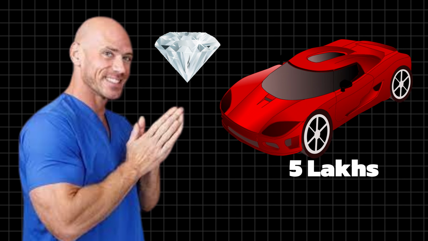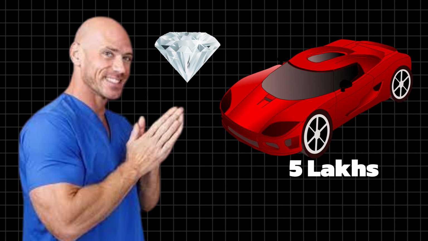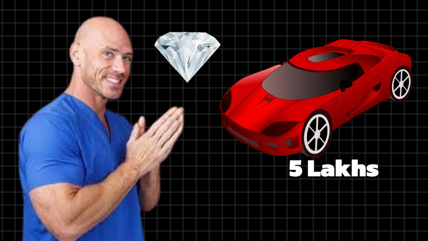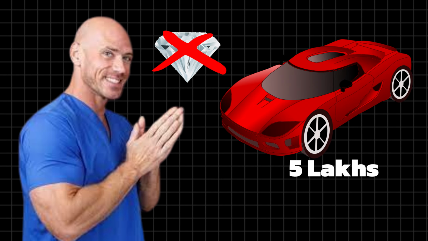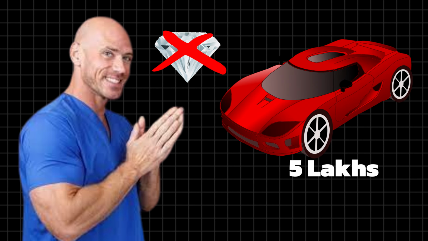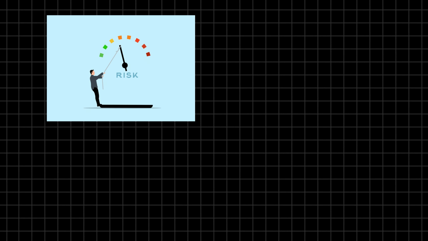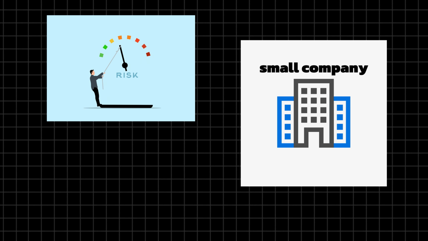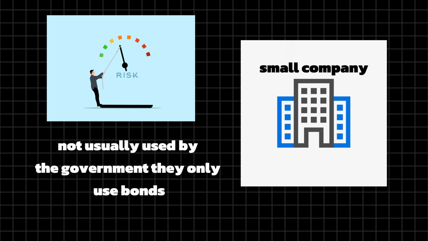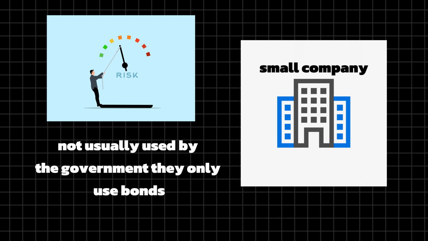But if he asks you for a loan of 5 lakhs, and you give it to him out of trust that he will repay you, without taking any securities like jewelry, then it will be a debenture concept. It's a bit riskier, and it's typically used by smaller companies, not usually by the government. Now, let's move on to the next topic.